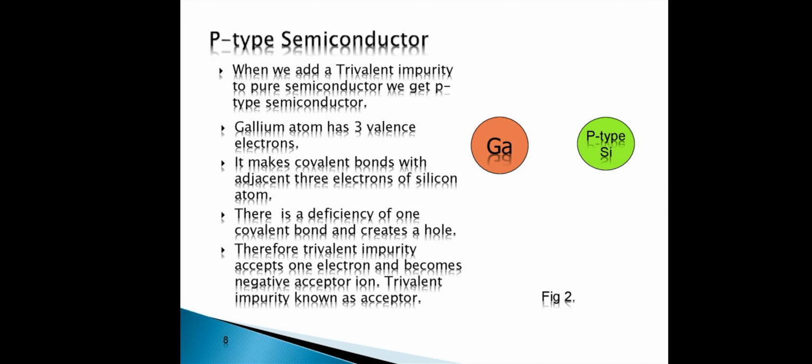P-type semiconductor: when we add trivalent impurities to pure semiconductors, we get p-type semiconductor. Gallium atom has 3 valence electrons and it makes covalent bonds with 3 adjacent electrons of the silicon atom. There is a deficiency of one covalent bond and it creates a hole. Therefore, the trivalent impurity accepts 1 electron and becomes a negative acceptor ion. Trivalent impurity is known as acceptor. This is p-type semiconductor.